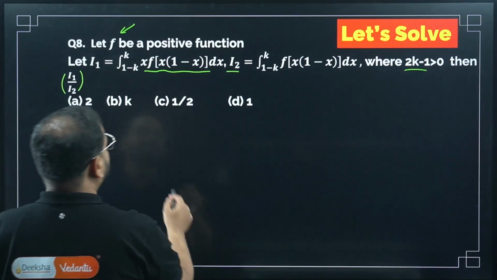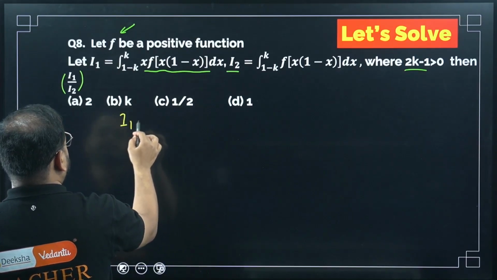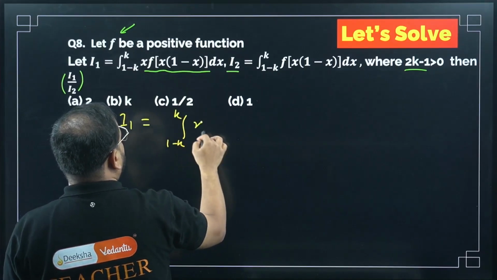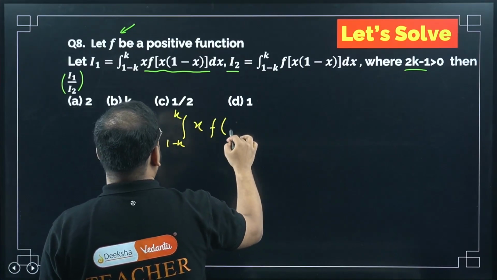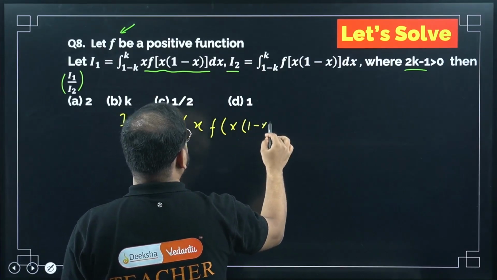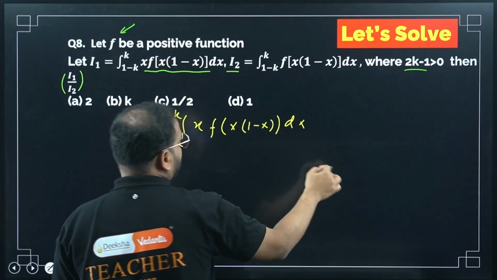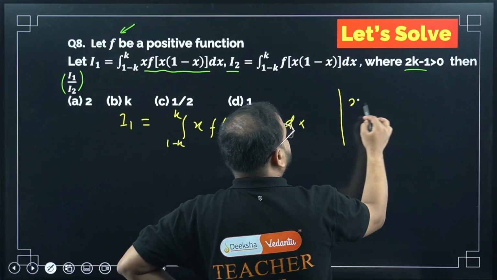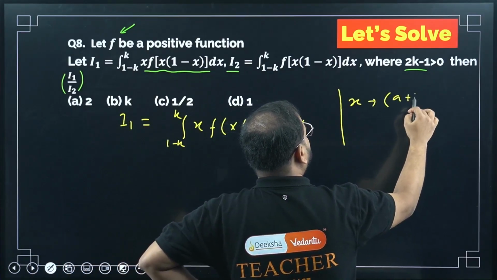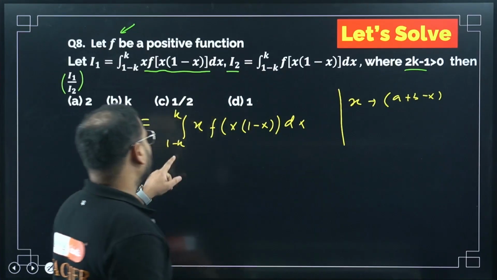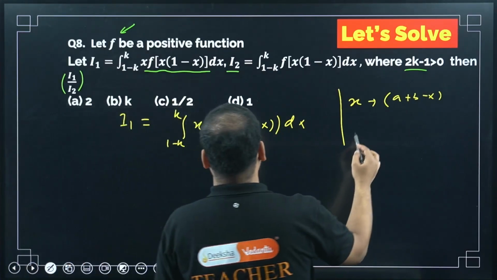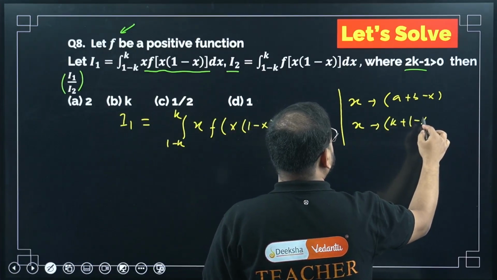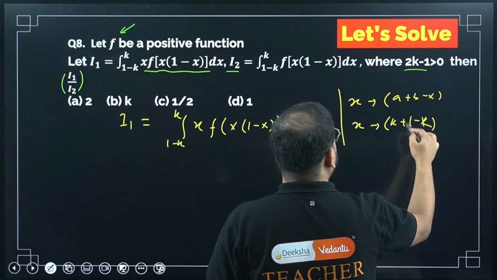So now let me start with I1 first. If I take I1 over here, from 1 minus k to k, x times f of x times 1 minus x. Now we know this property, no? For the limits, we can add the limits. We can replace x by the sum of the limits, a plus b minus x. What's the sum over here? k plus 1 minus k. So replace this x as k plus 1 minus k minus x.